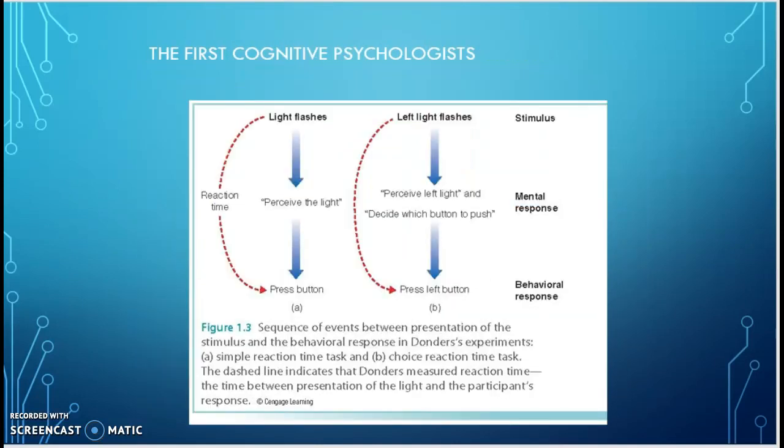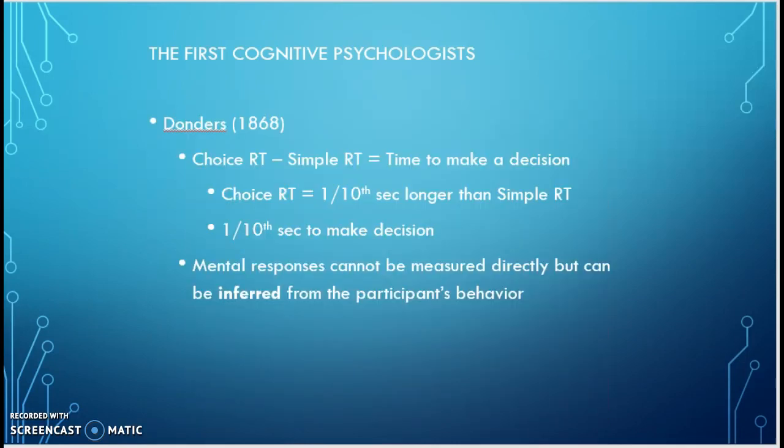This was the hypothesis here. So when a light flashes, you perceive the light and you press a button. There is no decision in there, but then when you have to make a decision in that B column, something else is happening in there. There's a mental response. So what did happen was that Donders observed 1/10 of a second longer to make a choice than just a simple reaction time test.